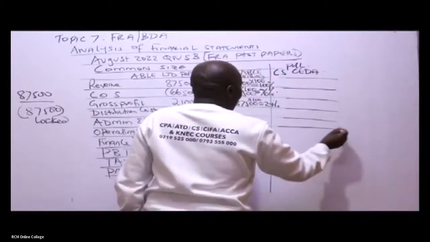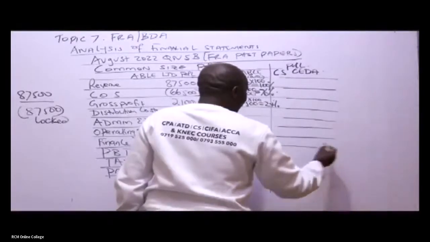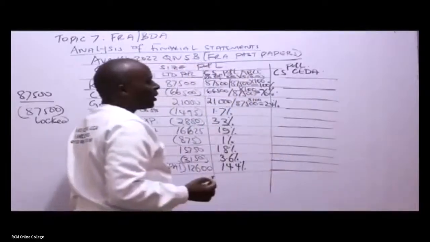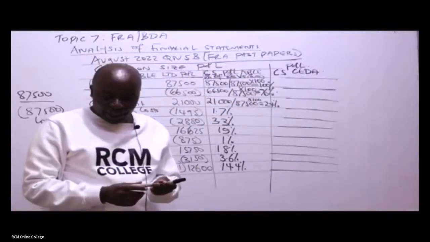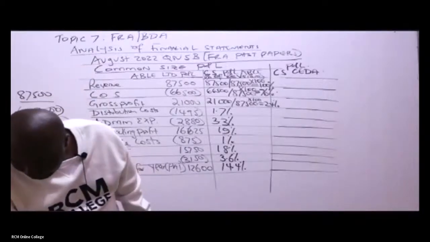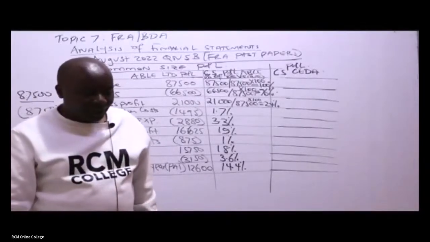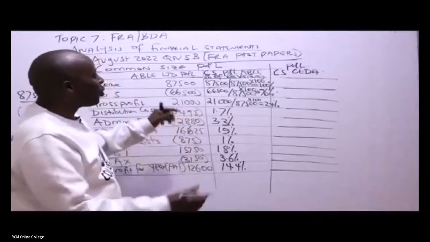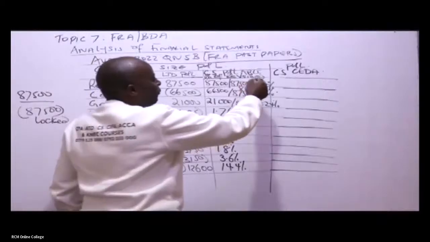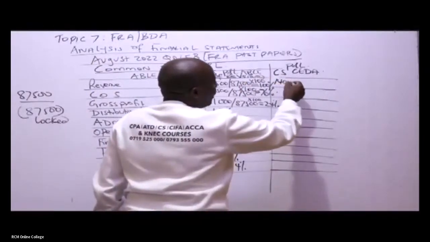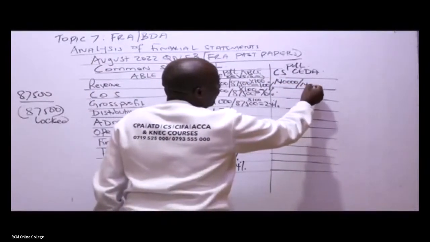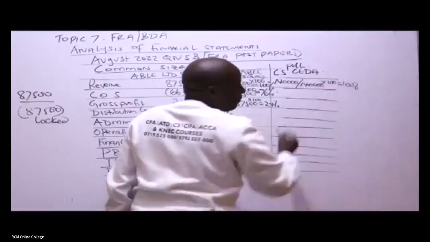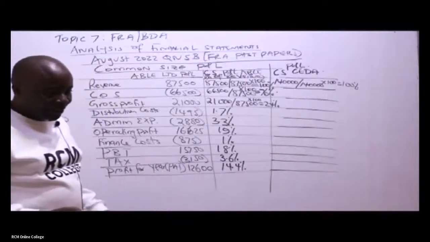Is there somebody who is able to see the baseline for CEDA? What is the baseline for CEDA? The baseline for CEDA, ladies and gentlemen, is the revenue given there for CEDA, 140,000. Thank you so much, Irene. So then for this one, of course, you start with 100%. So for the first one, it will be 140,000 divided by 140,000 times 100, which will be 100%.